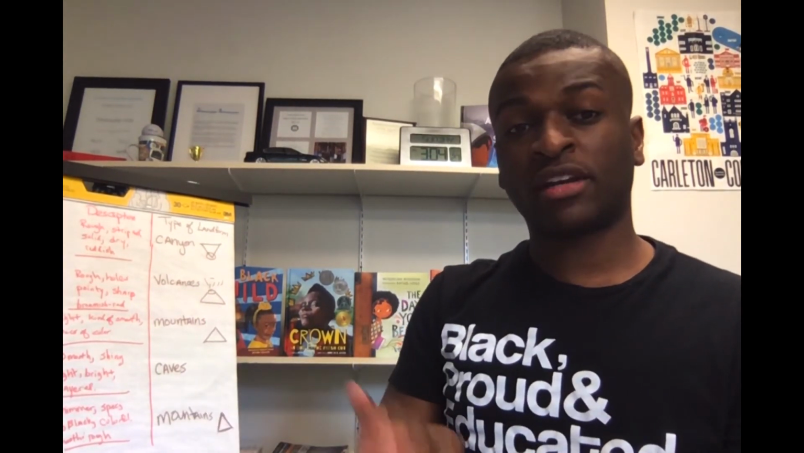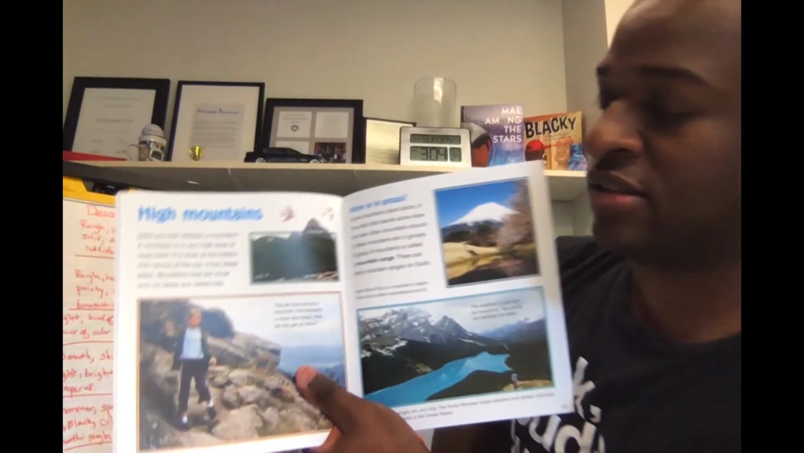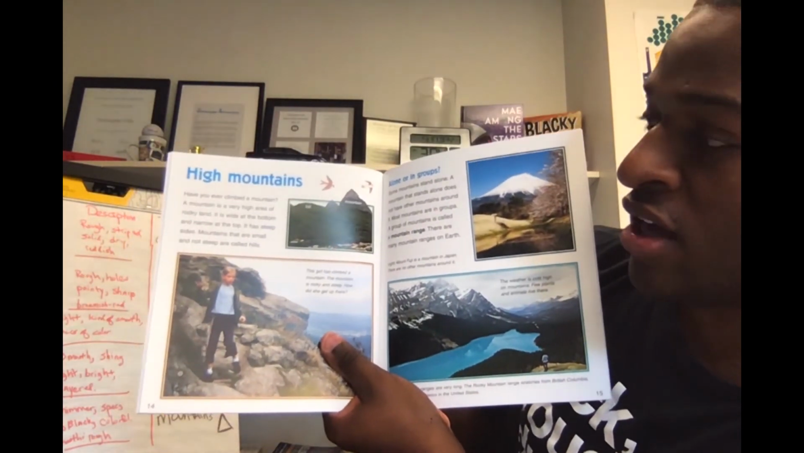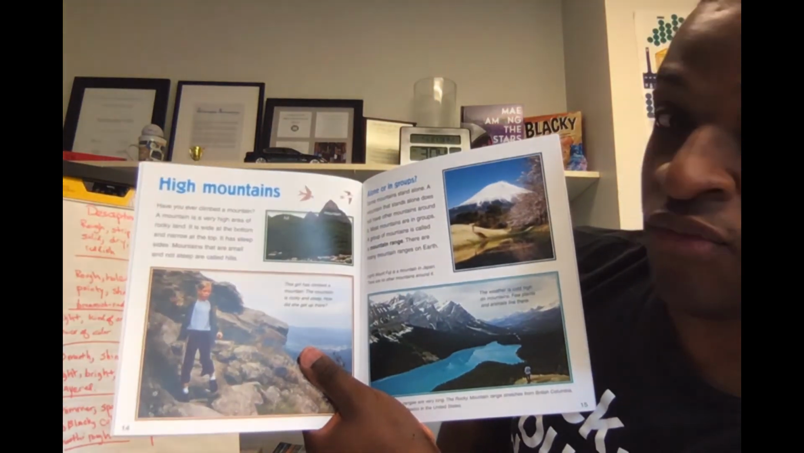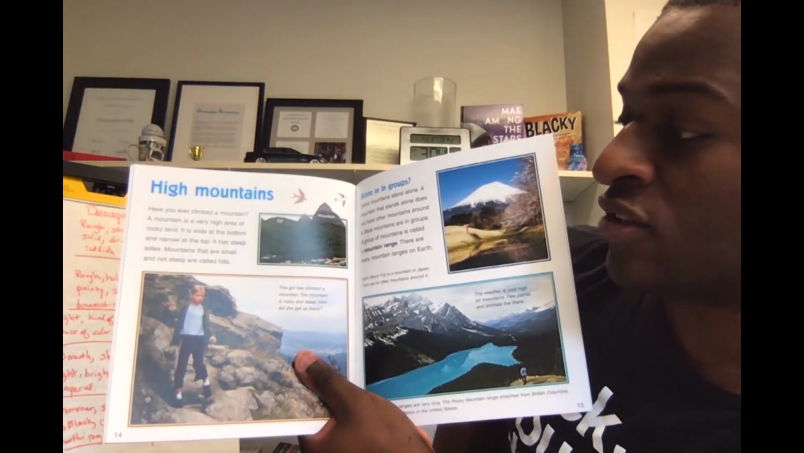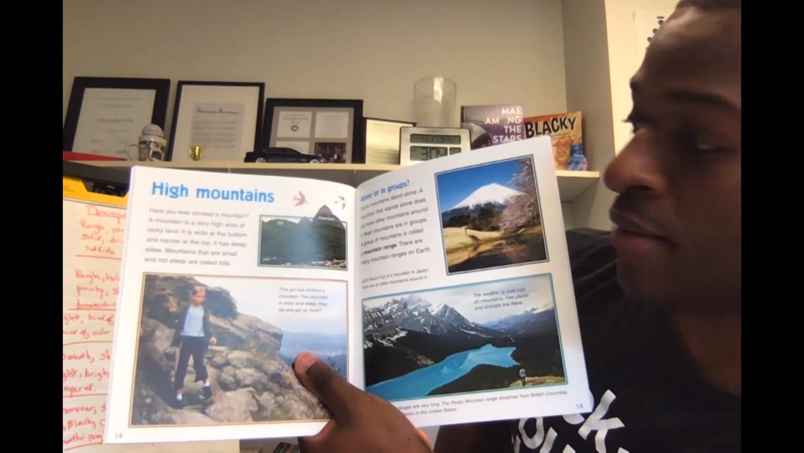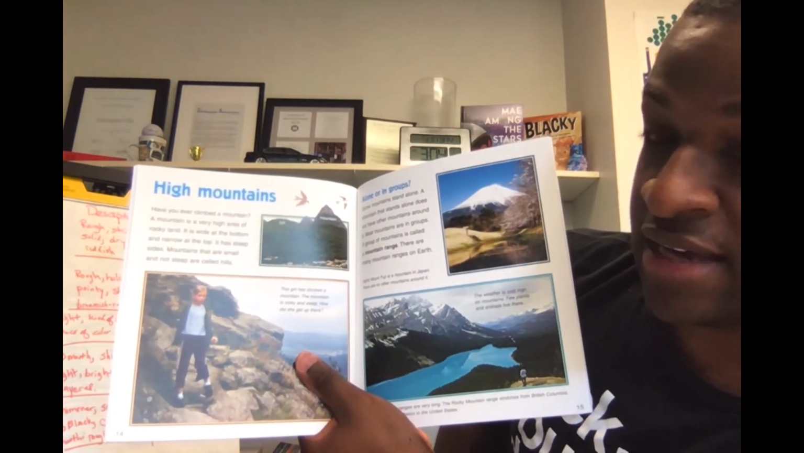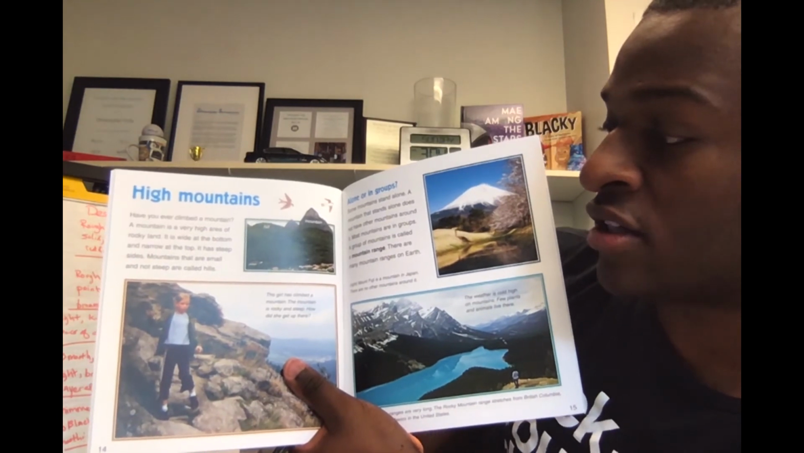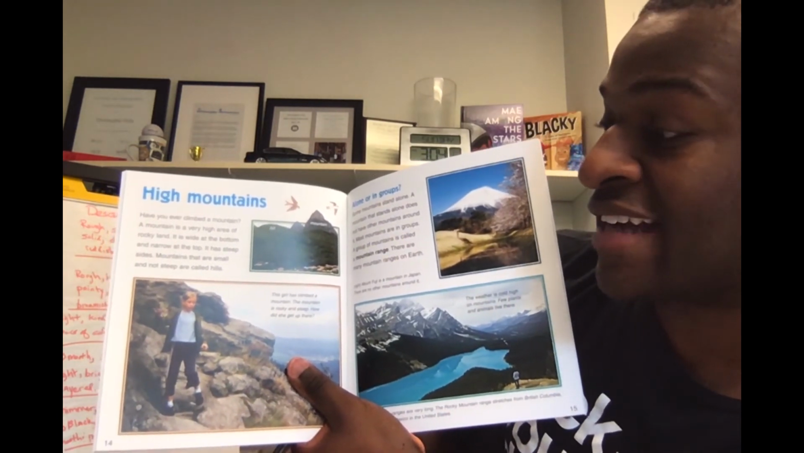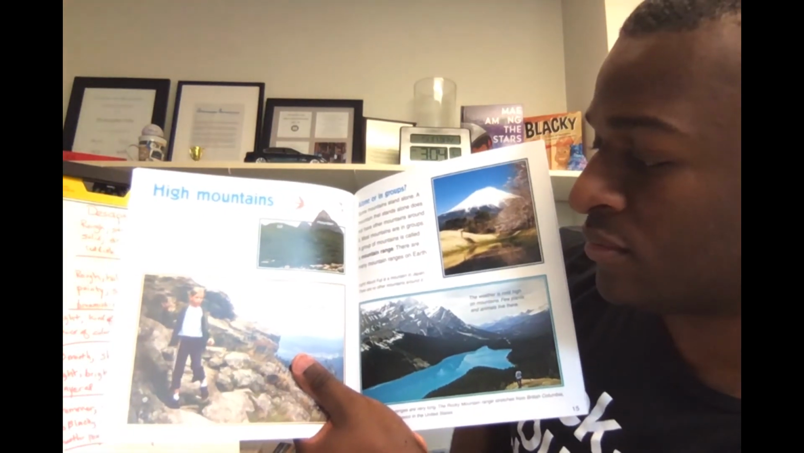Now there's a lot of pieces of this book that I think are really important. They're going to help us understand landforms a little bit more. So let's see more about it. The first one is mountains. High mountains. Have you ever climbed a mountain? A mountain is a very high area of rocky land. It is wide at the bottom and narrow at the top. It has steep sides. Mountains that are small and not steep are called hills.